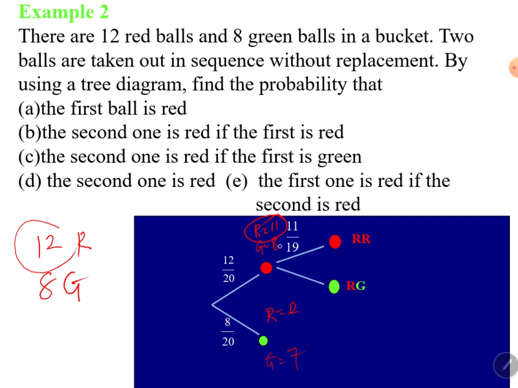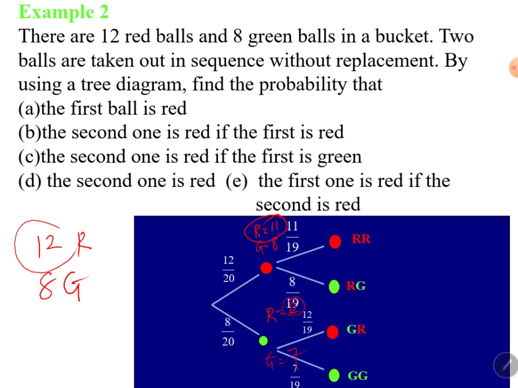How about green? We have 8 green, so 8 out of 19. The total balls inside the bucket is 19. Okay, the next one. If the first is green, then the second ball is red or green. What is the probability? If we take green out, what's left if the second one is red? We still have 12 red, so 12 out of 19. And for the green, because we took out the green already, we are left with 7 green, so it will be 7 out of 19.